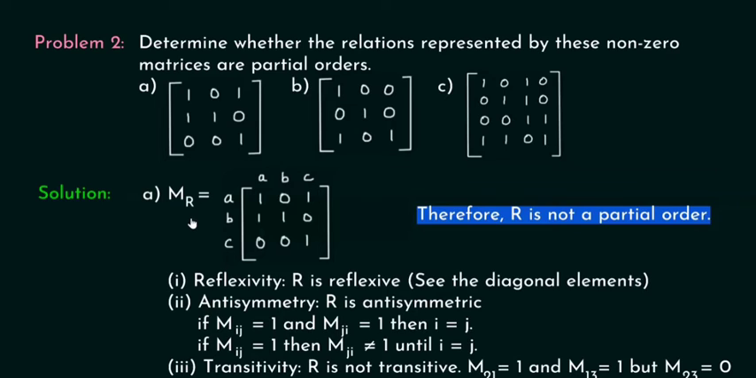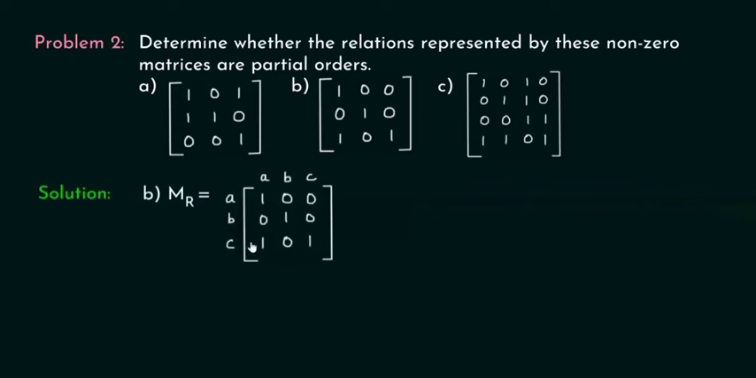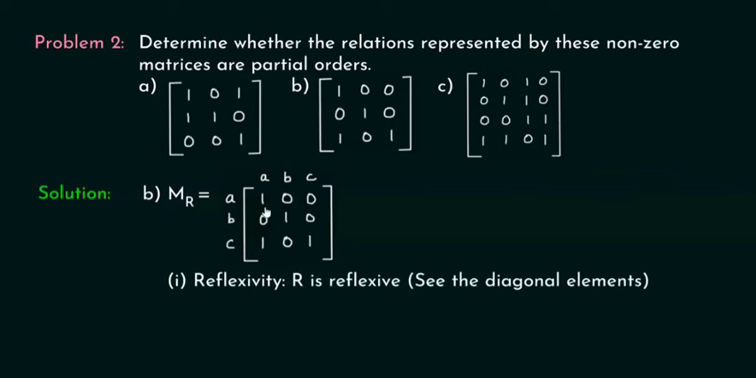Okay. Now let's check whether the relation represented by this matrix is a partial order or not. Let us suppose this is MR and here we have three elements A, B and C. Let's check the reflexive property. R is reflexive. You can see that all diagonal elements are 1. That is why R is reflexive, right?